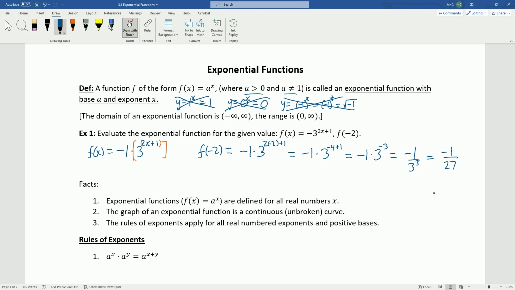Okay, so let's take a look at 3 key facts about exponential functions. First of all, exponential functions are defined for all real numbers x. As long as we've got this condition where the base is positive and not equal to 1, any number you plug in for x into your exponential function is going to work. Also, the graph of an exponential function is a continuous unbroken curve. So all the laws about continuity regarding limits, things like that, those all apply.